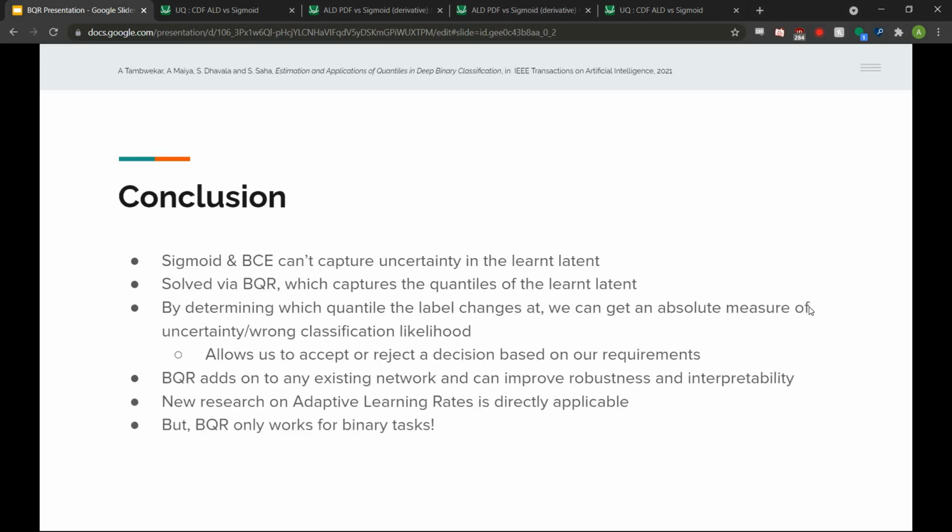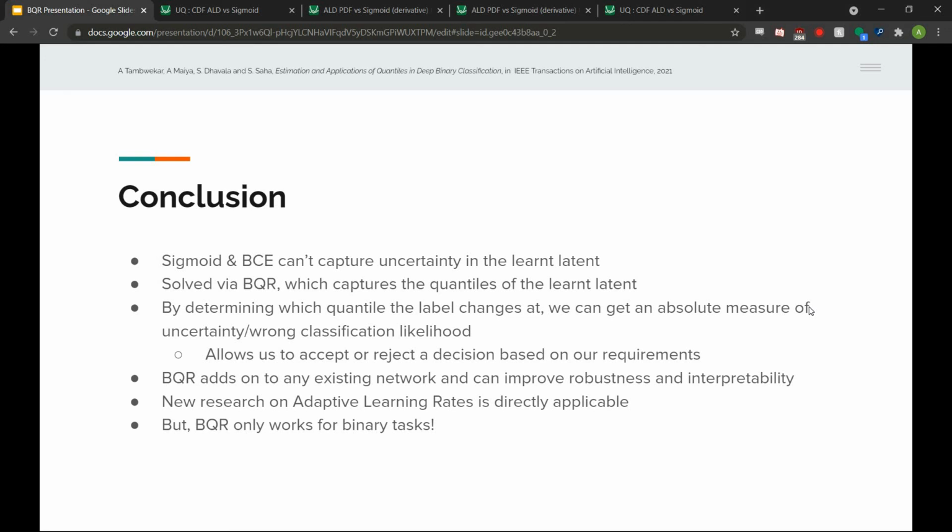So to conclude in one slide, sigmoid and BCE can't capture uncertainty in the latent learned by your neural network when doing binary classification. BQR can solve this by capturing the quantiles of this learned latent. By determining which quantile the label changes at, we can get an absolute measure of uncertainty, or the likelihood of a wrong classification, which means we can accept or reject a decision based on our requirements. This delta score is one of the most powerful things that this paper is presenting.